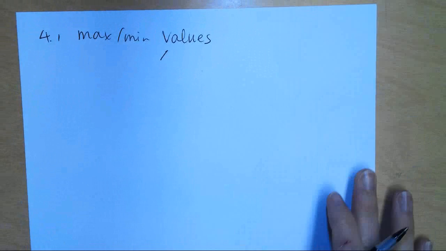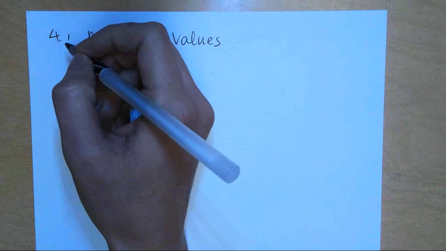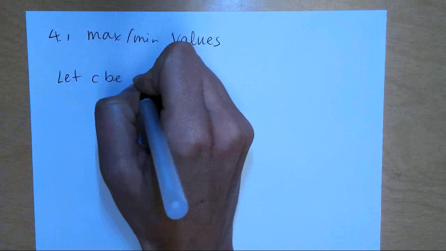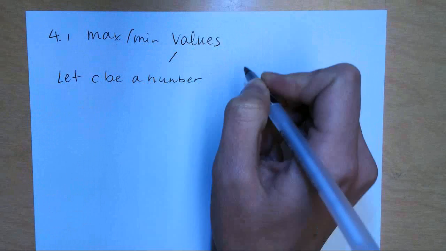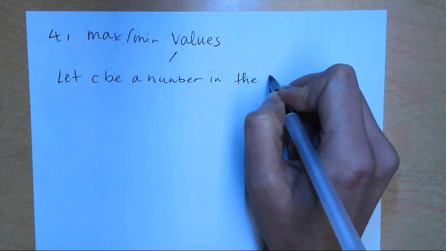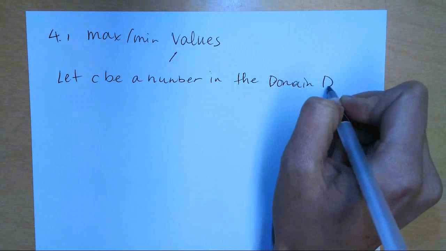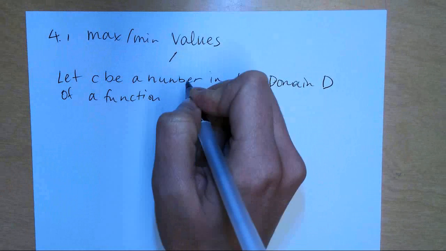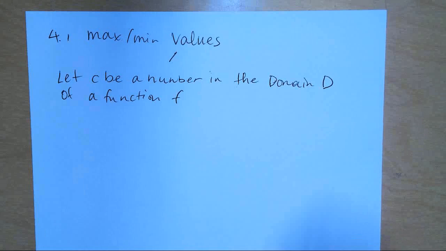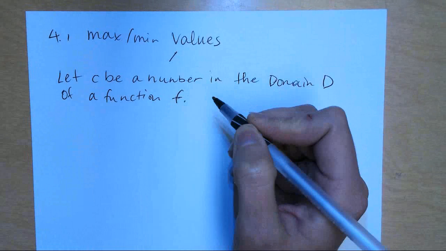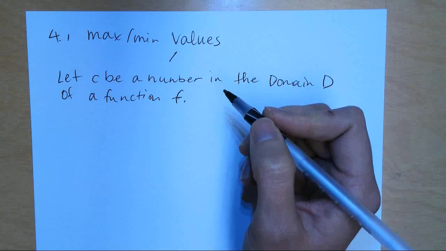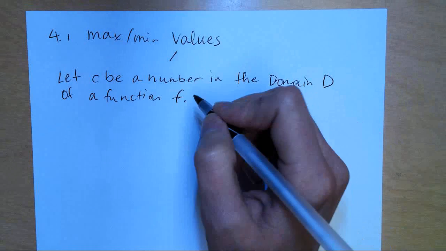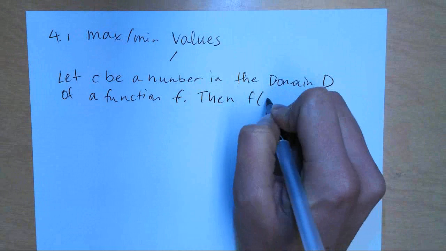Okay, here we go. Definition. Let C be a number in the domain D of a function f. So what kind of value is C? It's an x value. So C is a number in the domain D of a function. Then f of C, what kind of value is f of C?